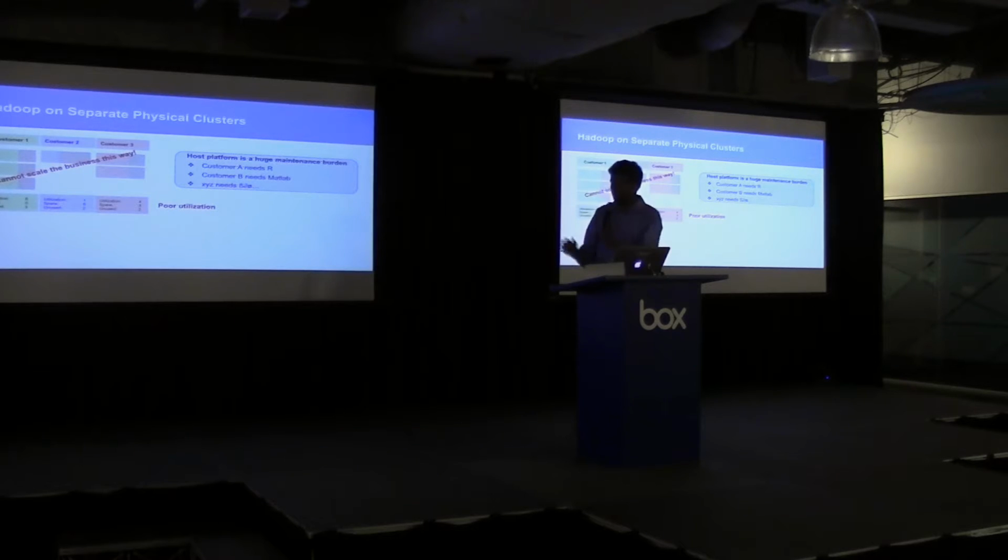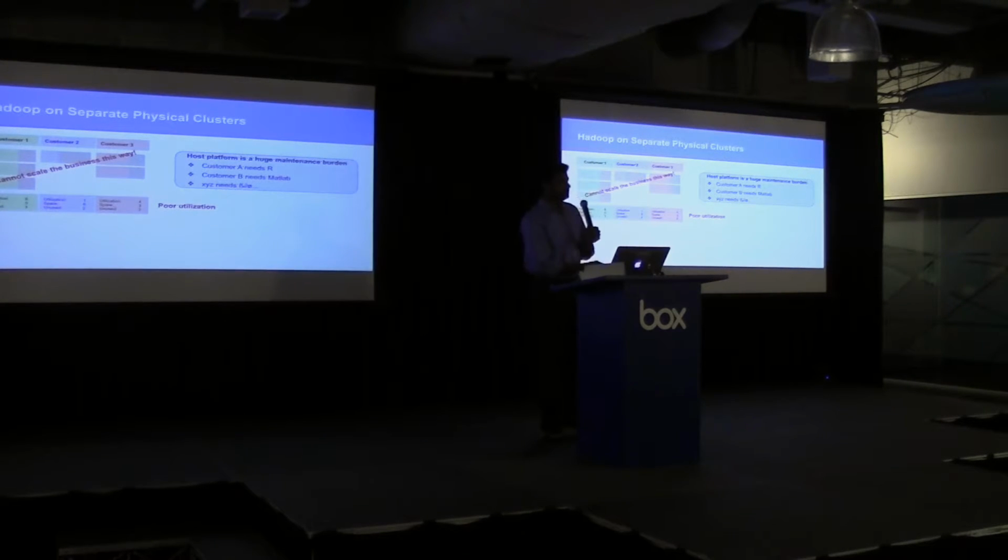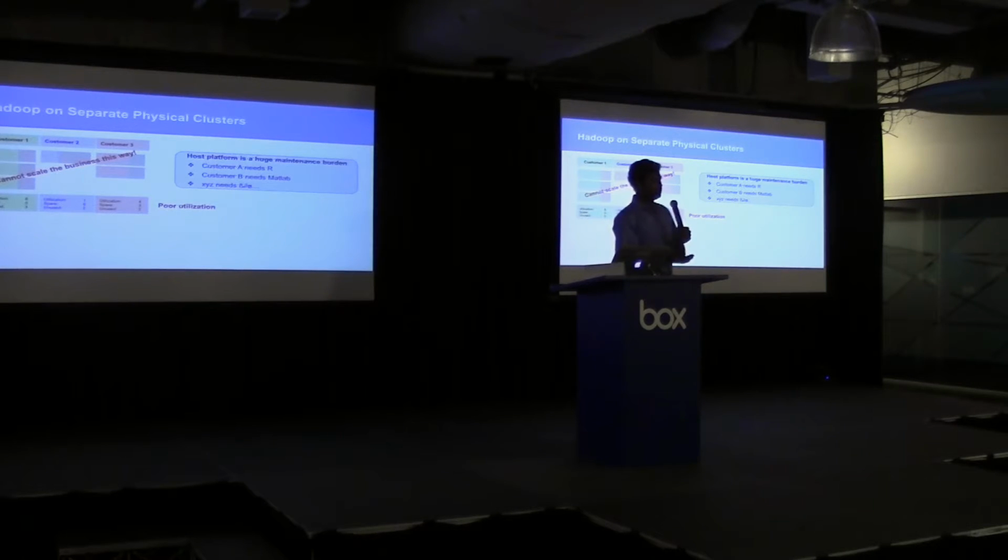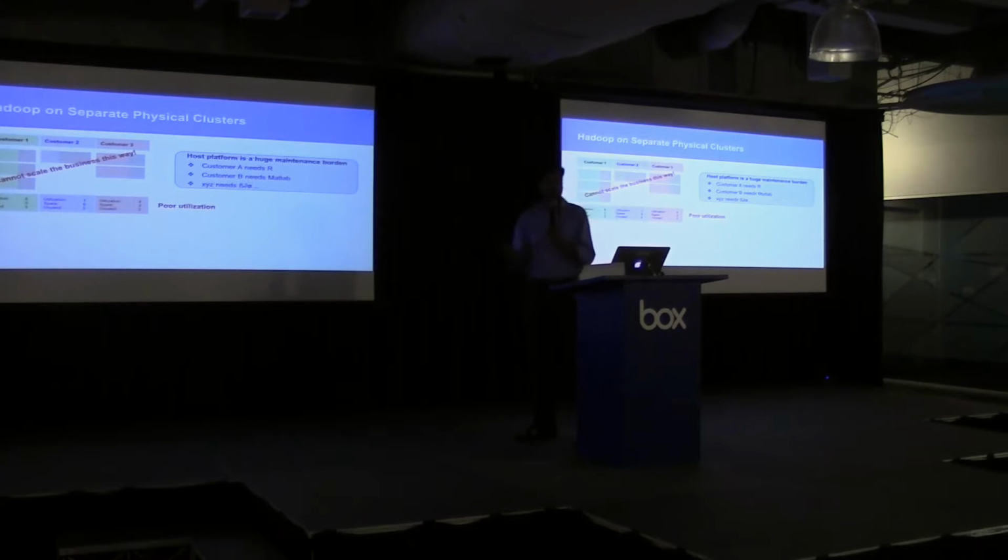So utilization is a problem, and we also have the same problem with software dependencies. Customers require different types of software, and we would have a base platform that we maintain, and every time there's a new request, we have to go back and change our base platform, even though not all customers require that. And that's a very unscalable approach.